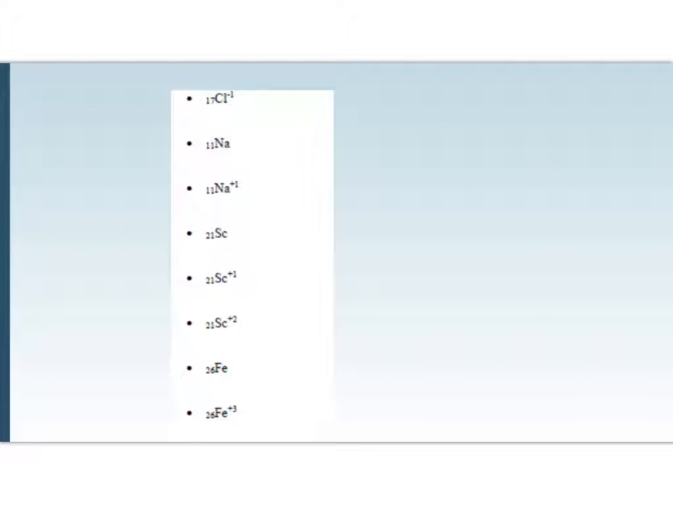Okay, now comes the ions. Now this is chlorine. It has 17 protons, meaning 18 electrons. So when you write the electron configuration, it is going to look like argon's electron configuration. So it's stable now. Sodium 11: 1s2, 2s2, 2p6, and 3s1.